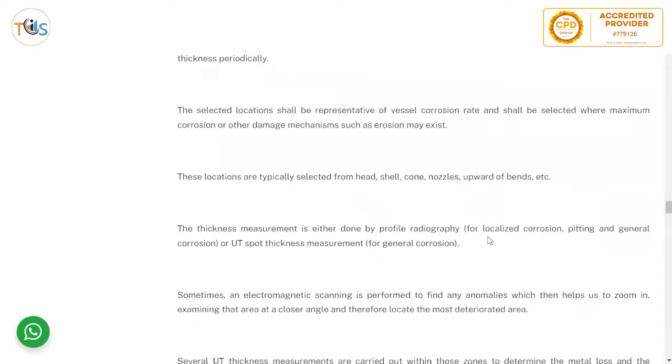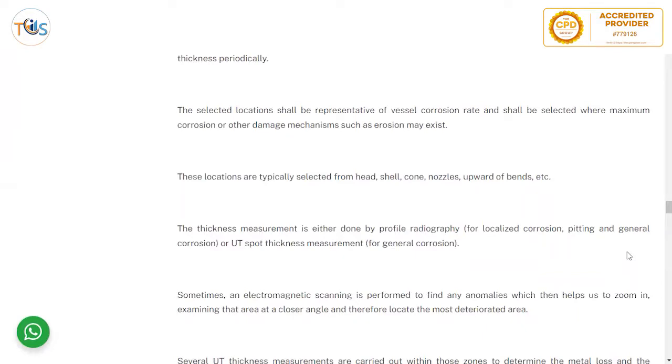Condition monitoring location. In order to monitor vessel's corrosion, we need to identify several locations on the vessel and measure their thickness periodically. The selected locations shall be representative of vessel corrosion rate and shall be selected where maximum corrosion or other damage mechanisms such as erosion may exist. These locations are typically selected from head, shell, cone, nozzle, upward of bends, etc.